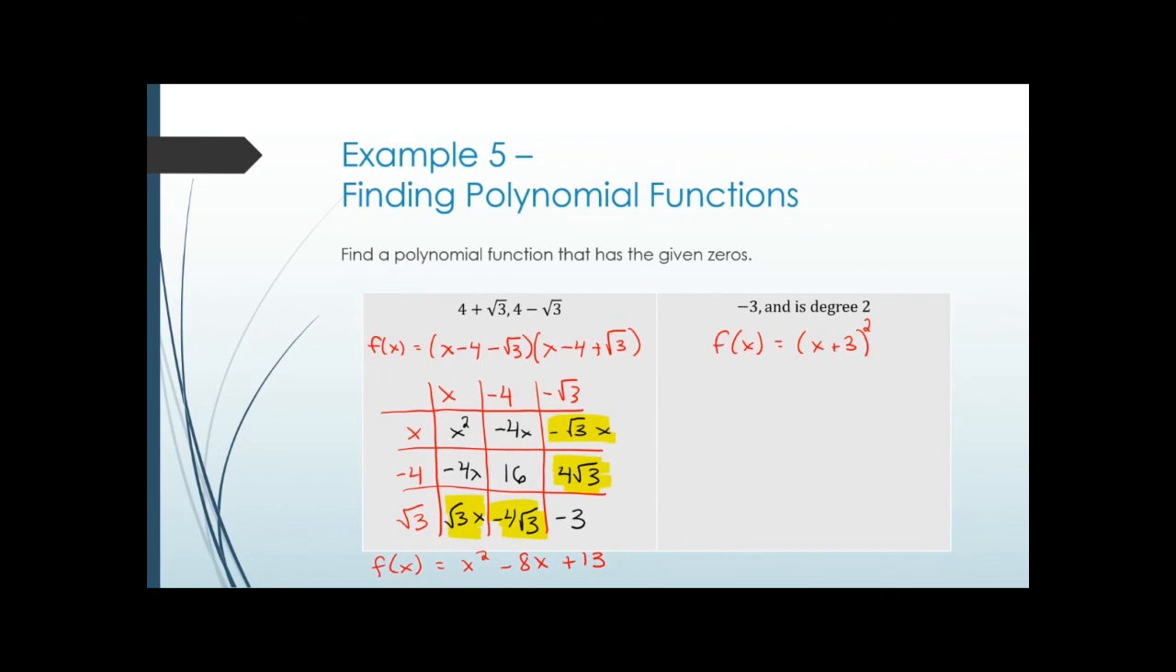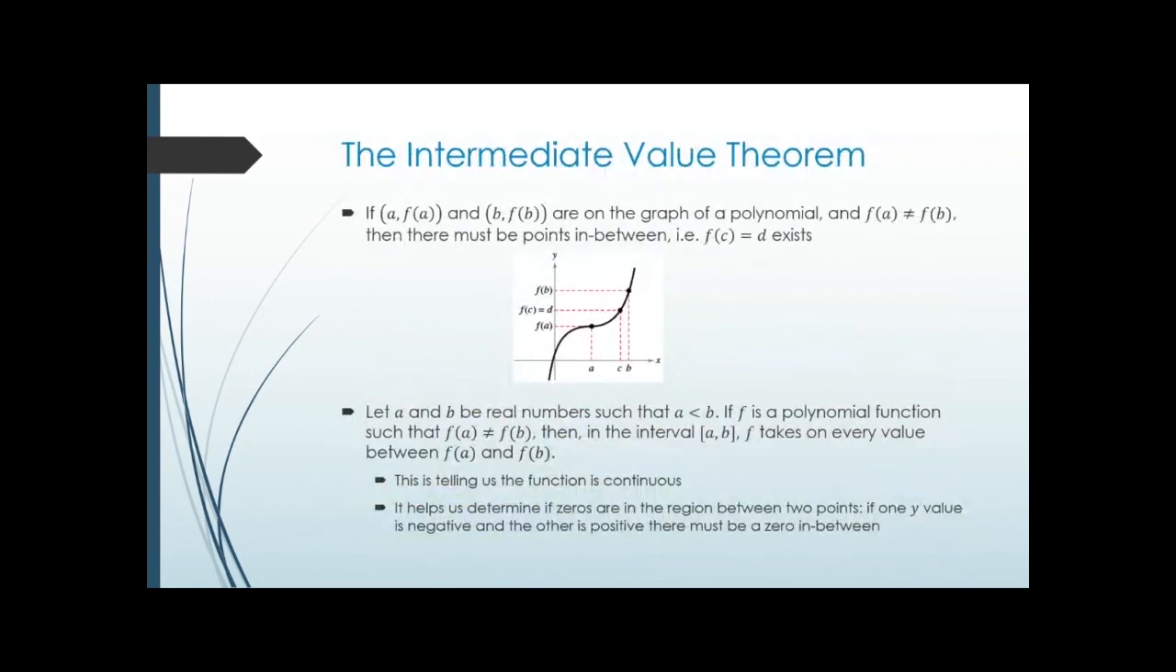So if it had told us it was degree 5, we need 5 of them, and they only gave us 1 number, so the other 4 must be the same number, which means an exponent of 5 on there. So when it tells you the degree, that means you need to have that many zeros, and if you don't, you just have to add those extra zeros in as exponents until you've reached the degree. All right, now the last thing that we have is the intermediate value theorem.